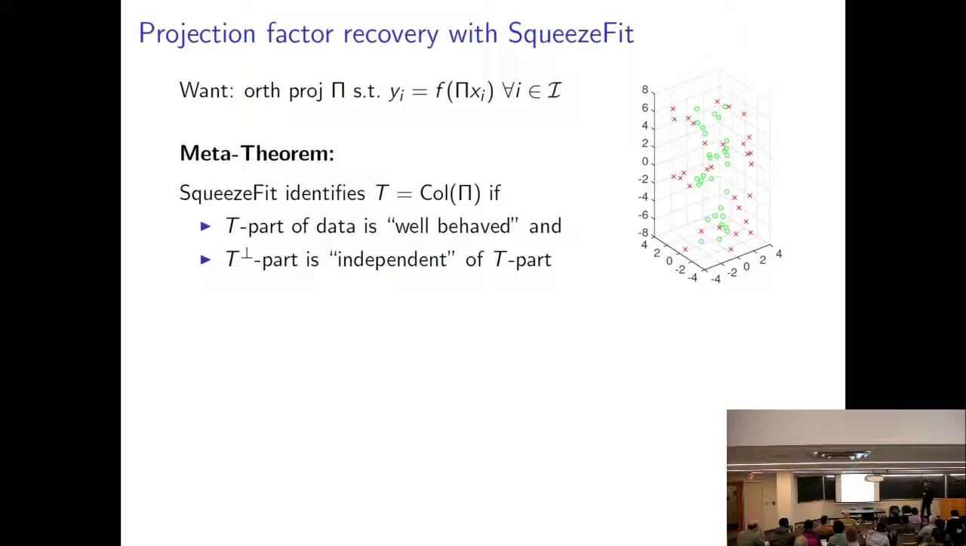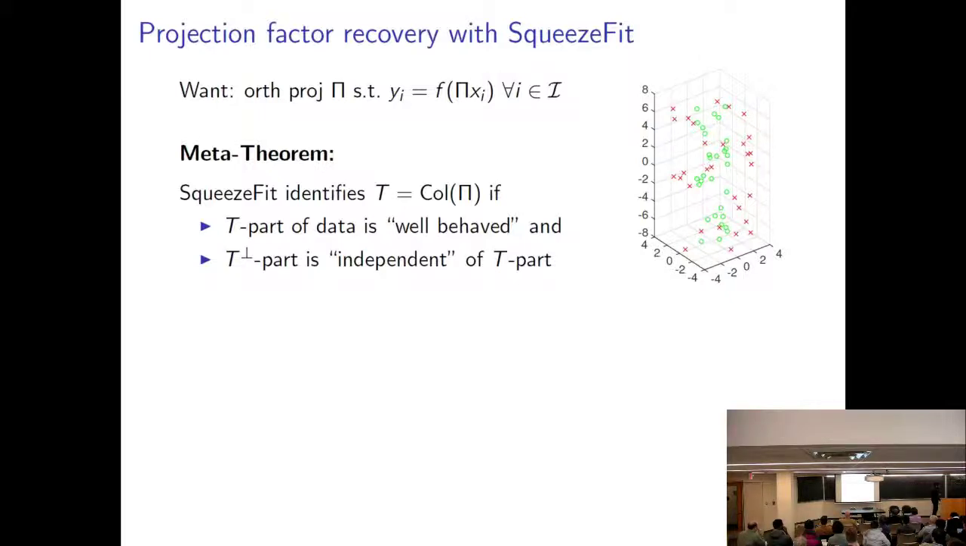Okay. The big picture for theory is that we can prove a meta theorem, which says that suppose your data is well behaved when you project onto the planted subspace, whatever that means, and also that in the complement of that subspace, the deviation from the projection is independent of where you are in the subspace, whatever independent means. Then you do projection factor recovery with SqueezeFit.